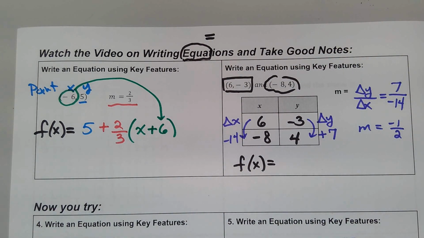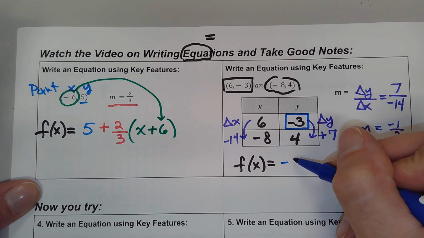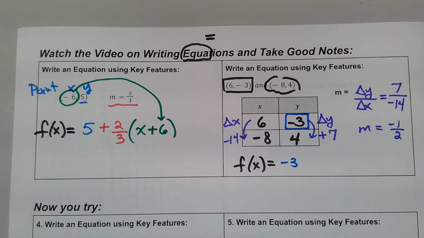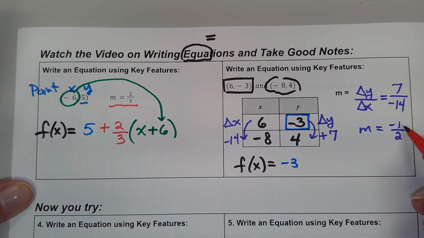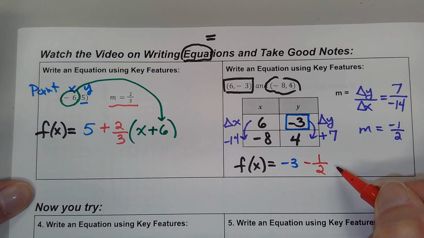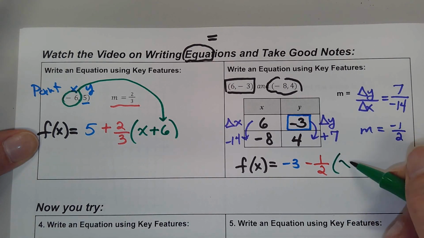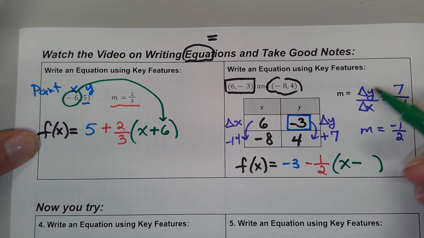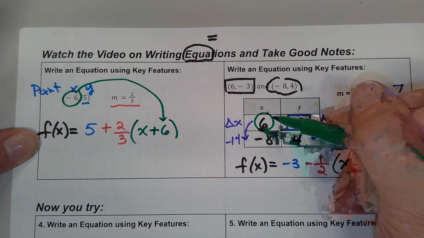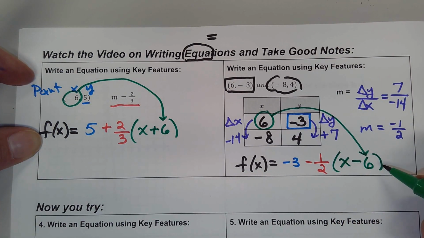Okay, the first thing we're going to do is take a look at our y value. The starting output is -3. The second thing is the slope. Negative, so I'll write -1/2. And now we have x. X minus, let's go grab that corresponding x number, and I'm going to say x minus 6.